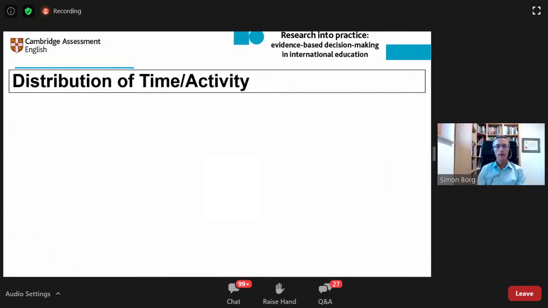The second last issue is to do with the distribution of time and activity. This is a very important consideration in the design of professional development initiatives.